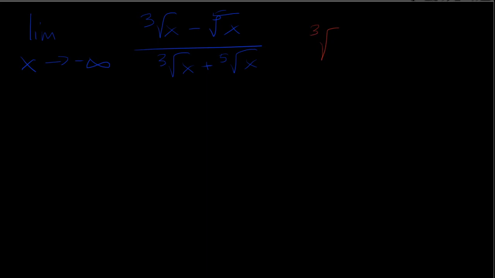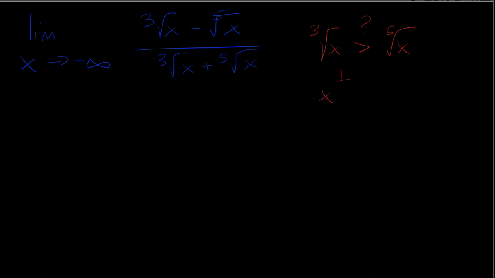Next, what happens if we have different exponents on the bottom, different radicals? So the limit as x approaches negative infinity of (cube root of x minus fifth root of x) over (cube root of x plus fifth root of x). This looks complicated, but all we have to do is decide which term is bigger. Is cube root of x bigger than fifth root of x?